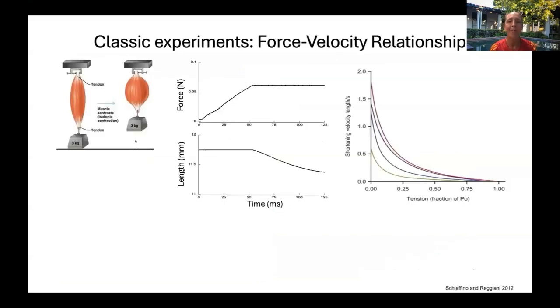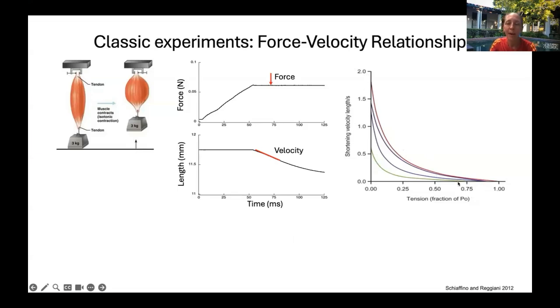The same is true for our force velocity relationship. So in this case, we're controlling the load on the muscle, and we're going to measure the force and velocity of shortening. So this diagram shows that we can give the muscle a particular load, and then in the middle, we can measure the constant force and the constant velocity against that load. And we can do this at various different loads to look at the relationship. And so on the far right, we can see the force of the muscle or tension as a fraction of its maximum on the x-axis, and the shortening velocity, that is muscle lengths per second, on the y-axis.